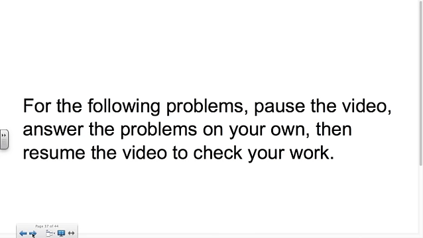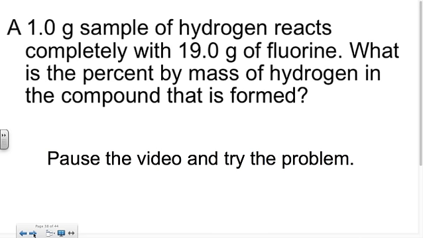All right, so I'm going to do a couple more examples. What I want you to do is look at the example, pause the video, try to answer the problem, and then play the video again, and I'll work the problem through. A 1 gram sample of hydrogen reacts completely with 19 grams of fluorine. What is the percent by mass of hydrogen in the compound formed? So pause here, try to work out this question, come up with your answer, and then come back, play the video, and you can check your answer against my work.